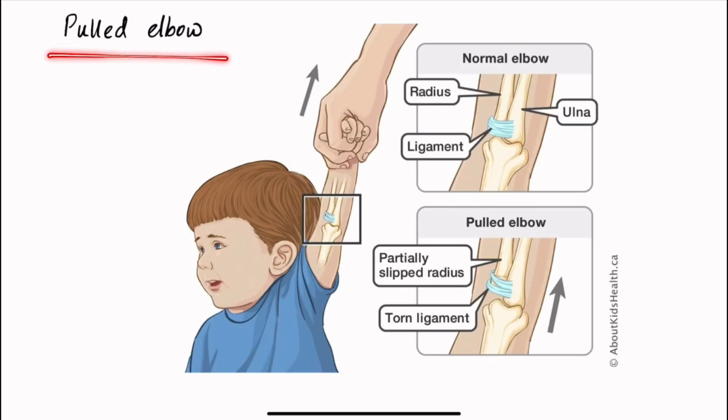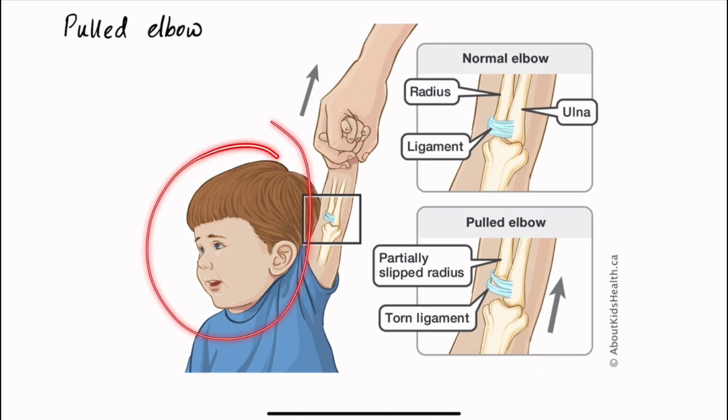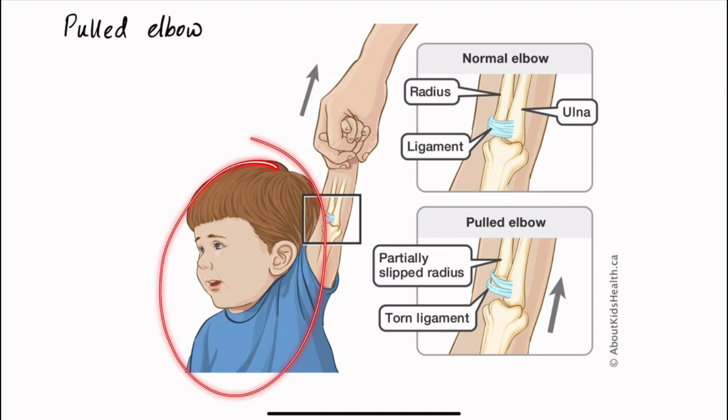Next is pulled elbow. In a child, the annular ligament that holds the radius and the ulna together is not well developed yet. As a result, if you try to lift a child by his arm, then a tear to the ligament may occur. Due to the tear to the annular ligament, the radius slips partially from its original position.